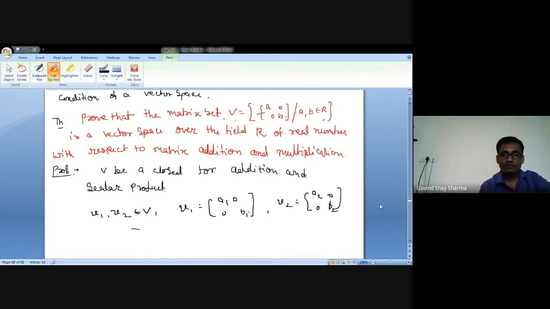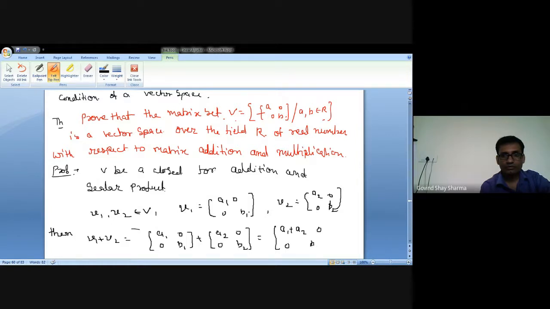Okay, so then we find out the value of V1 plus V2. [A1 0; 0 B1] plus [A2 0; 0 B2] is equal to [A1 plus A2, 0; 0, B1 plus B2].